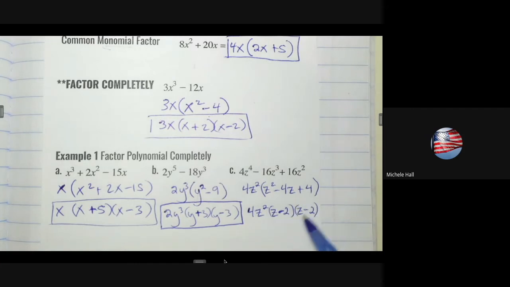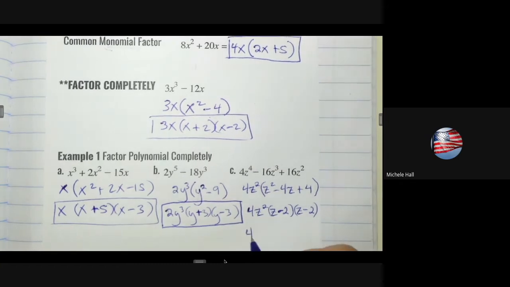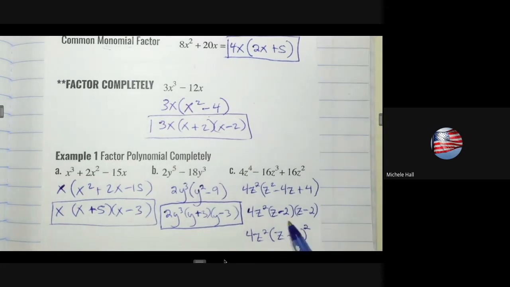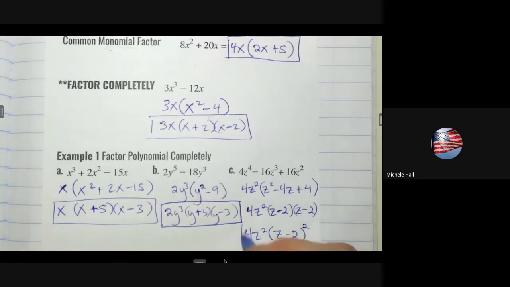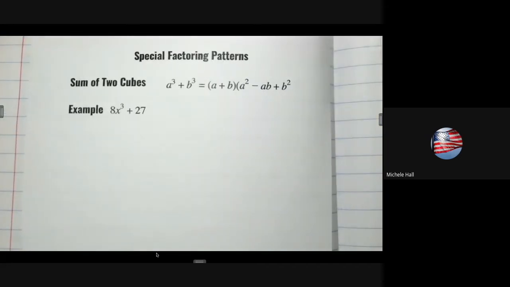I've got a perfect square trinomial here. So we're going to do 4z squared times z minus 2 squared. We want to make sure that we are simplifying our algebra. And here we can see that we have 2 of the z minus 2s. Final answer. Okay, we have the sum of 2 cubes.